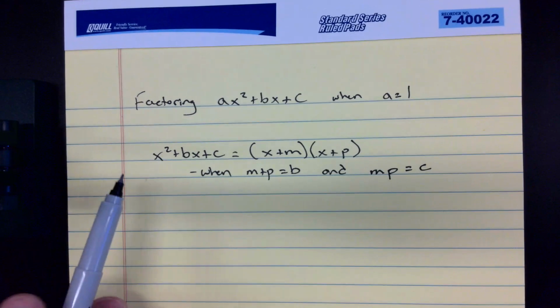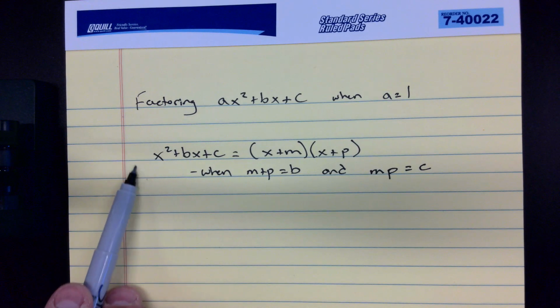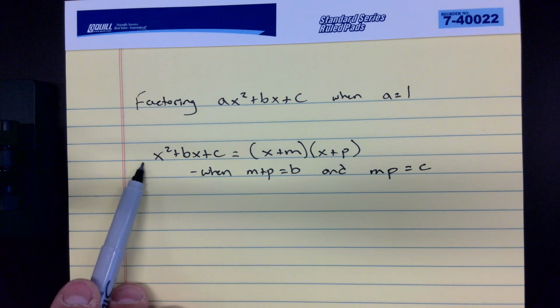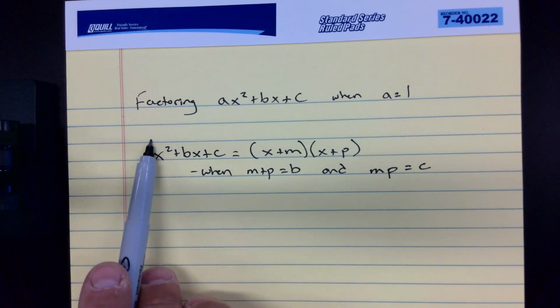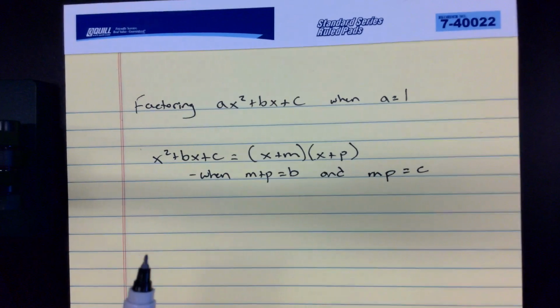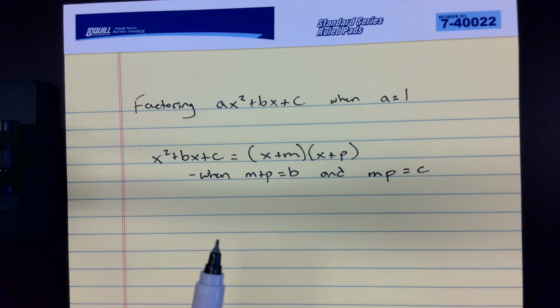Now, today we're going to be factoring it where A equals 1. We're not going to have any numbers in front of X squared today. Coming up at the end of this week, we'll have it where A is not 1, where A is 10, and 9, and 6, and negative 4, and stuff like that. But as of right now, A equals 1.